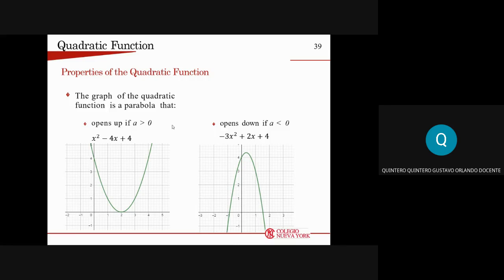Because in the future, I'm going to ask you to go ahead and do a drawing, a sketch of a quadratic. And knowing how it opens is going to help you a lot. Believe me on this, all right? So if it opens up, then A is positive. If it opens down, then A is negative.